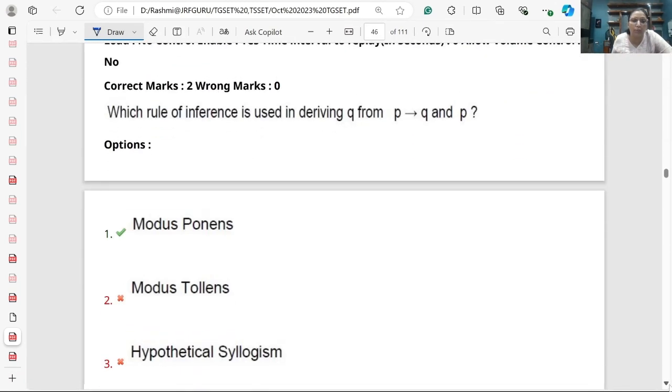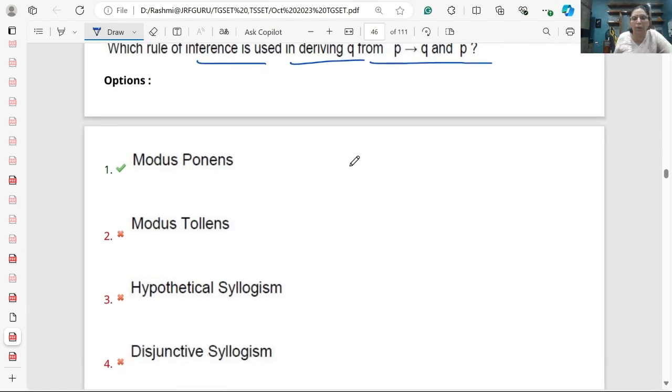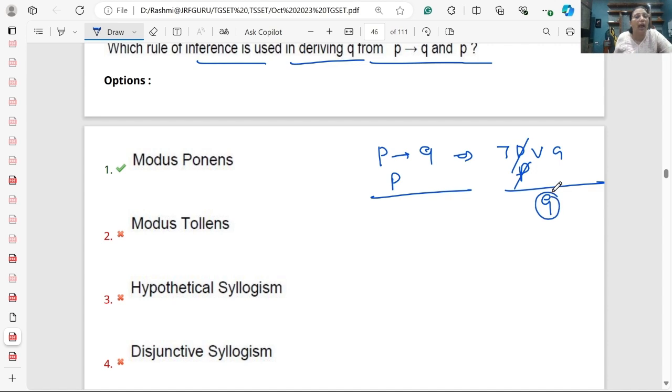Next we have: which of the following rules of inference is used to derive from P implication Q and P? Modus ponens, modus tollens, hypothetical syllogism or disjunctive. So P implication Q and P, what will be the conclusion? We can rewrite P implication Q as negation of P or Q, and P. Now positive and negative will get cancelled. Conclusion is Q.